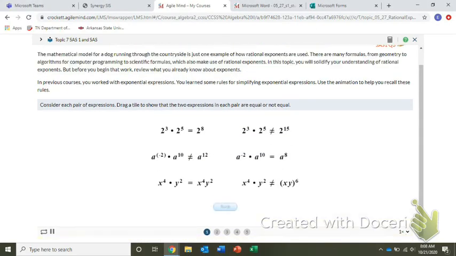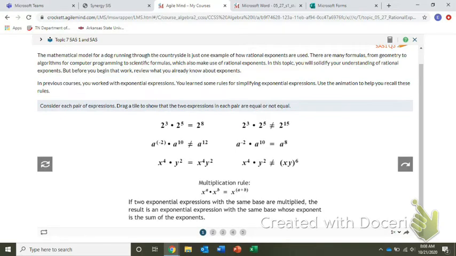Okay? And then if you hit rule, it shows you the rule again. It says if two exponential expressions with the same base are multiplied, the result is an exponential expression with the same base whose exponent is the sum of the exponents. Okay, so remember, when you're multiplying, your base must be the same in order to add your exponents.